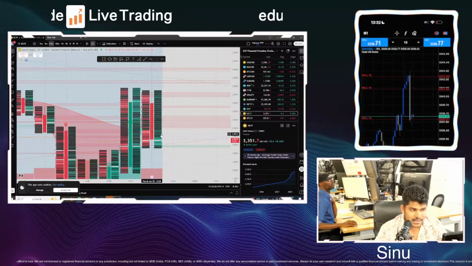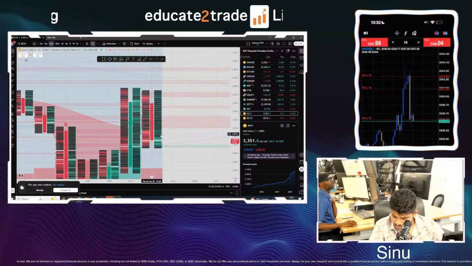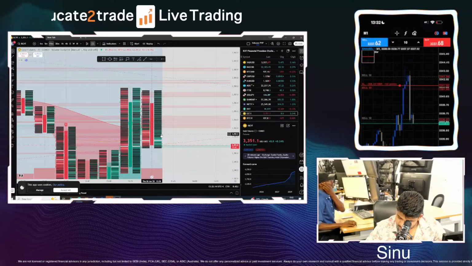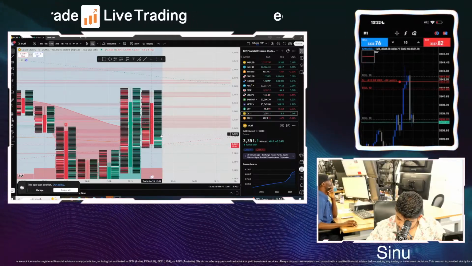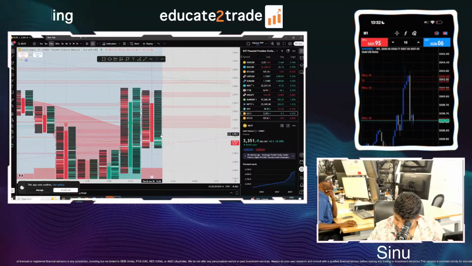Now this is in our direction. I don't want to turn this particular trade from a winner into a loser, so I'm just trailing this trade to cost. Even we can say that, okay, I have updated this to cost.